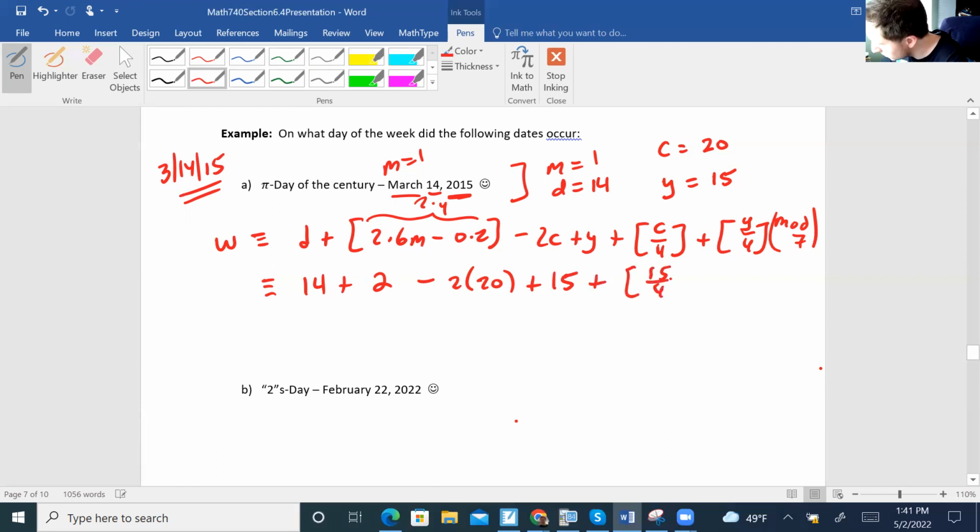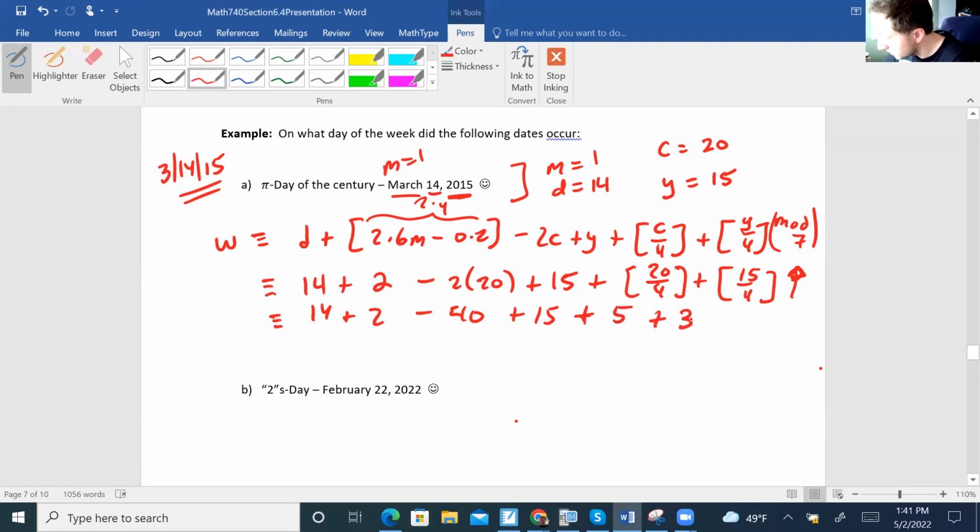We are 15 years past the century point, 2015. Greatest integer of c over 4, the century is 20, so 20 over 4. The next one is the year number, 15 over 4. We're still working mod 7. So let's see what we get. 14 plus 2 minus 40 plus 15. The greatest integer of 20 over 4 would just be 5, and 15 over 4 is 3.75, so the greatest integer would be 3. If you add this up, you get negative 1. Since we're working mod 7, 7 minus 1 would be 6. So what that tells me is March 14th, 2015, if we use our numbering system from page 1, was a Saturday.